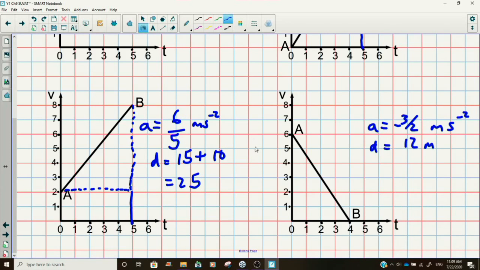It's a little bit more complicated when our velocity time graphs go below the t-axis, because then we will have actually a negative displacement. So I'll show you how to calculate that in a few moments.